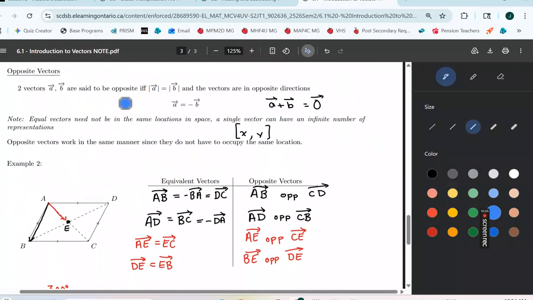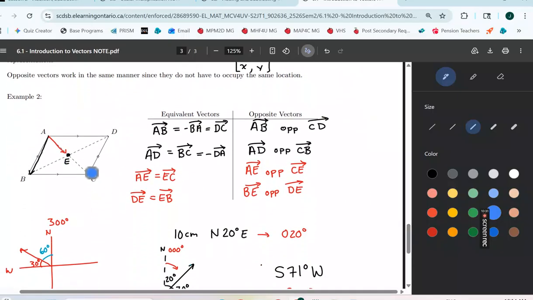And then that's where we lead into opposite vectors. We say two vectors are opposite if the magnitudes are the same, but the vectors are in exact opposite directions. Now, equal vectors need not be in the same location in space. A single vector can have an infinite number of representations. We'll talk about that later. Opposite vectors work in the same manner since they do not occupy the same location.